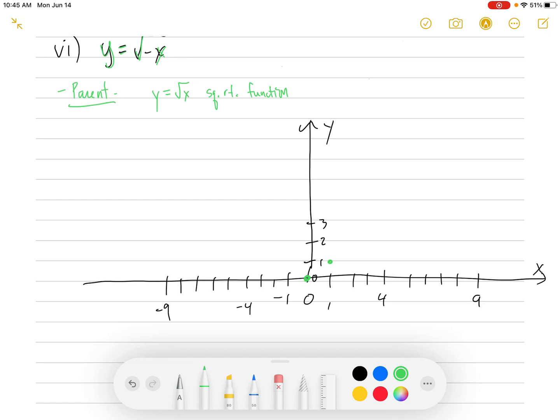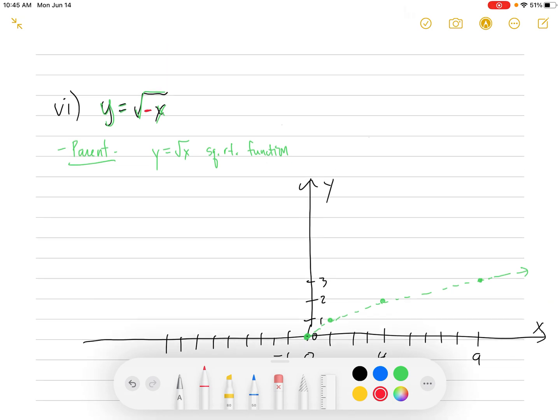So again, I'm going to try this once again. When you plug in 0, the square root of 0 is 0. When you plug in 1, the square root of 1 is 1. When you plug in 4, the square root of 4 is 2. When you plug in 9, the square root of 9 is 3. So you get this kind of shape for the square root function.